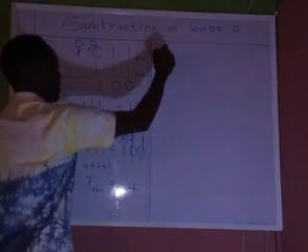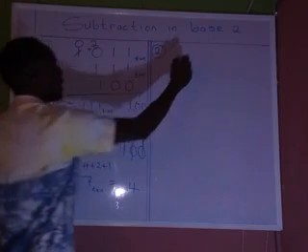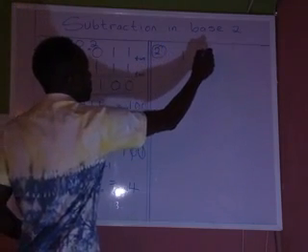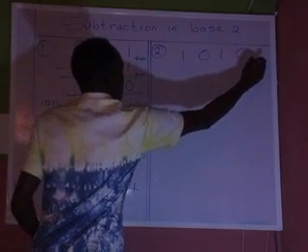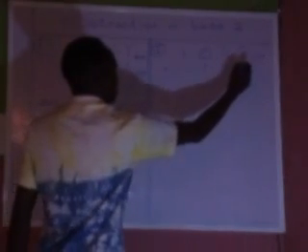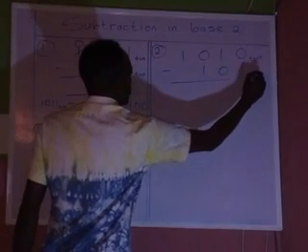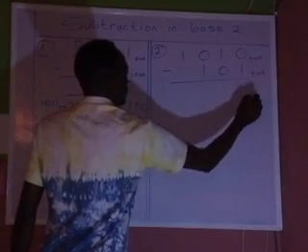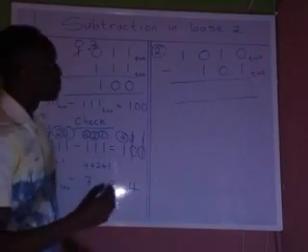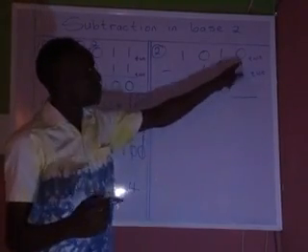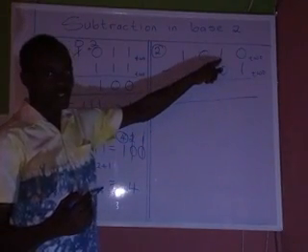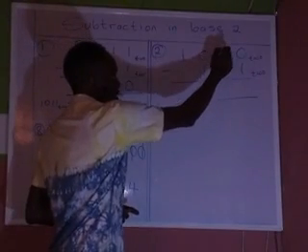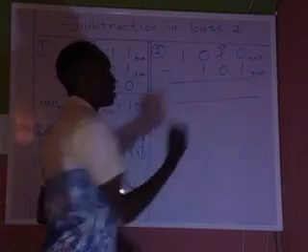Now let's have the second example. Let's have something like this: 1010 in base 2 minus 101 also in base 2. Now let's start. I cannot take away 1 from 0. What will I do? I'm going to borrow from the closest digit here. Then this one is left with 0.